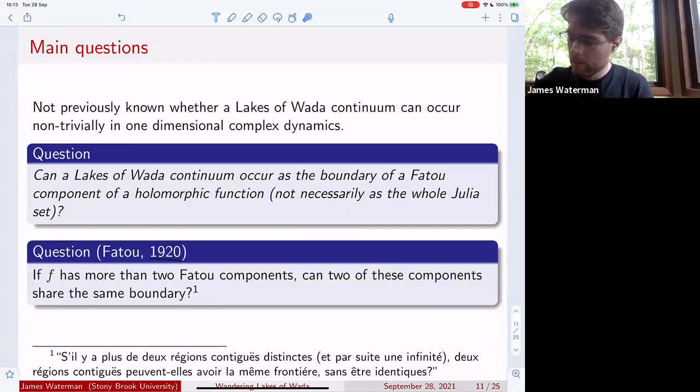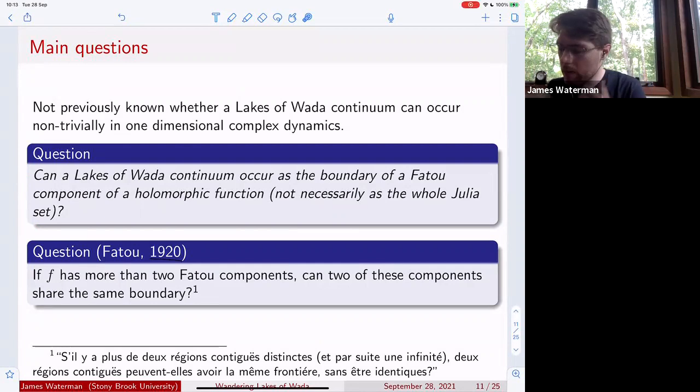So this brings up our question, which is: can a Lakes of Wada continuum occur as the boundary of a Fatou component of a holomorphic function? So not necessarily as the whole Julia set, but just on the boundary of some component.